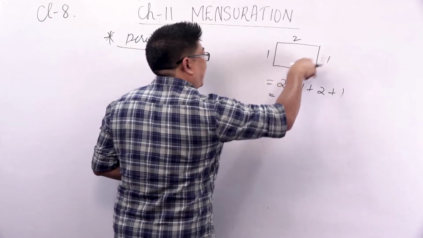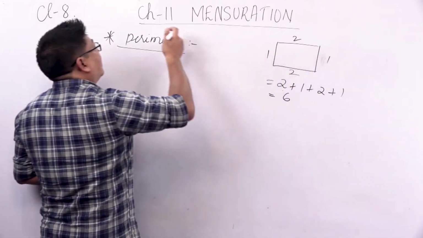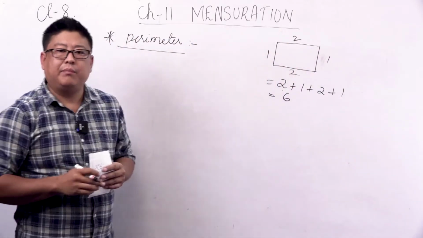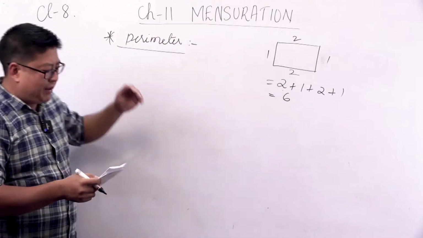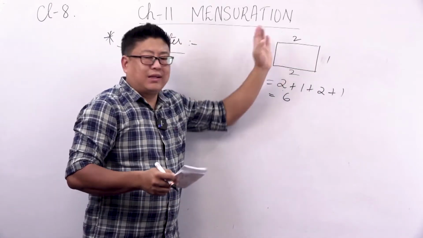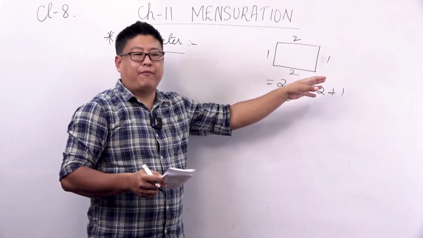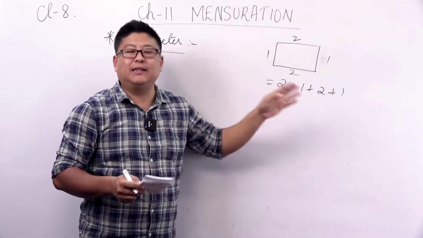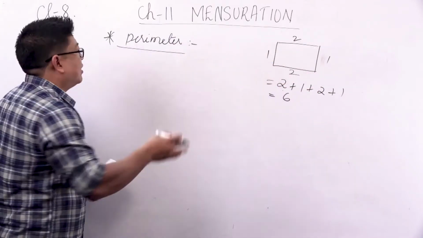When you find the total length of this boundary, you are measuring your perimeter. All right. So perimeter simply means the total length of the boundary. This length can be found by adding all the sides. Okay. In simple words, adding all the sides.